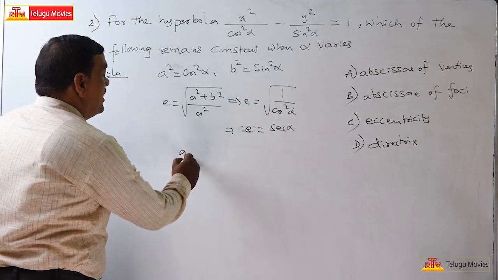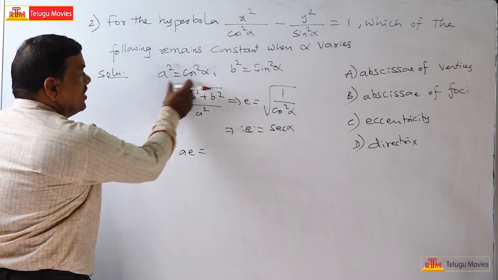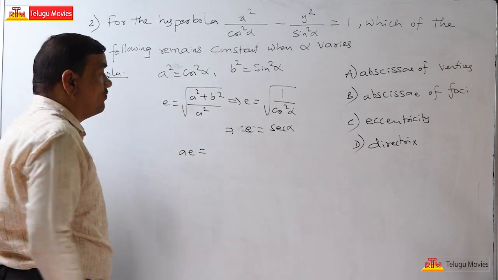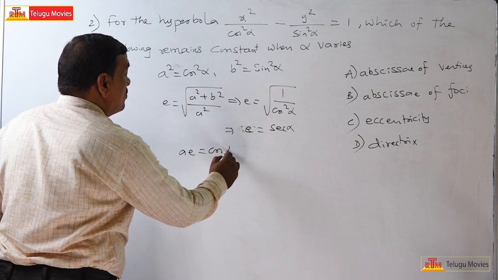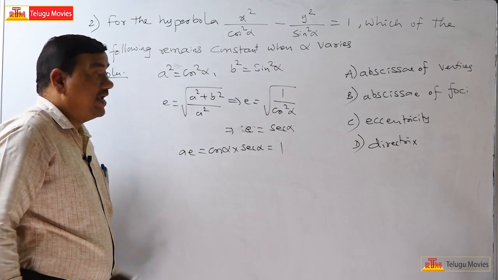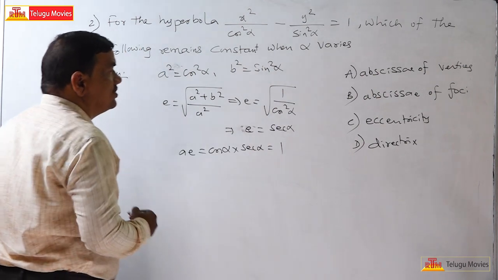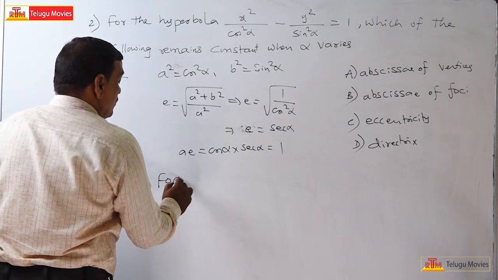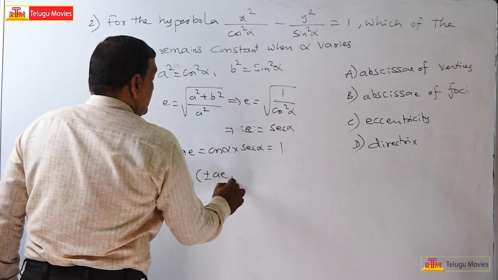Now, what is AE value? What is A value? A square is equal to cos square alpha. A value is cos alpha into secant alpha, that is equal to 1. AE is equal to 1. Now, see the foci. What is the plus or minus AE comma 0?